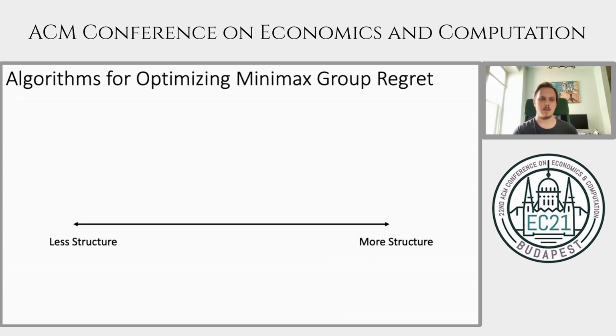The most general algorithm that we provide is a randomized algorithm that makes no assumption at all on the underlying subgroup structure. It's always efficient, and it outputs a distribution over sets of P portfolios that minimizes a version of the minimax group regret that's tailored for distributions over solutions.